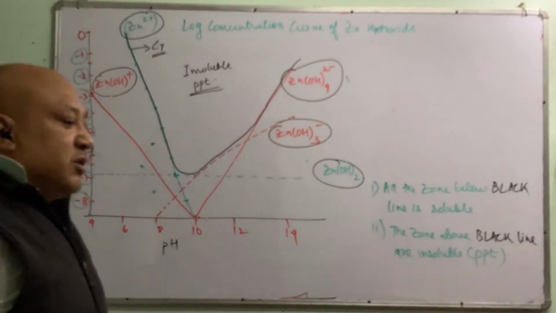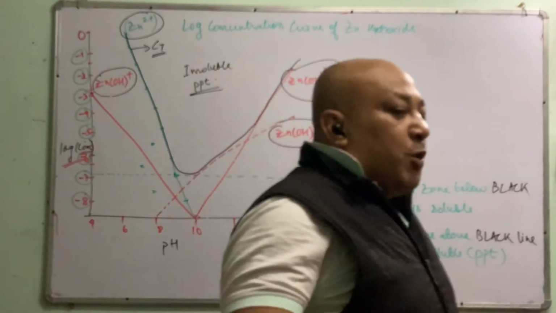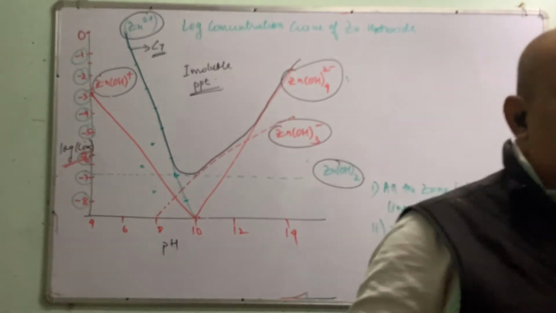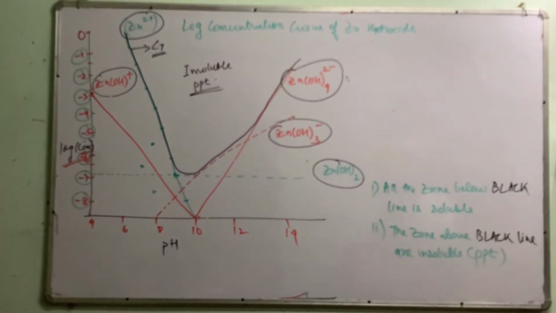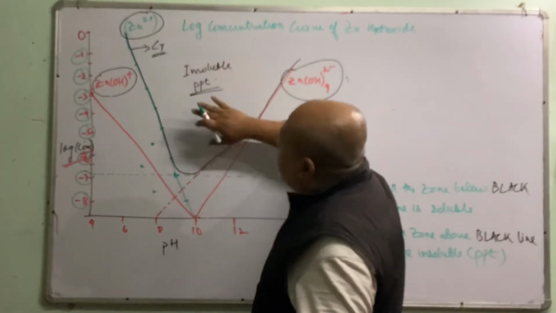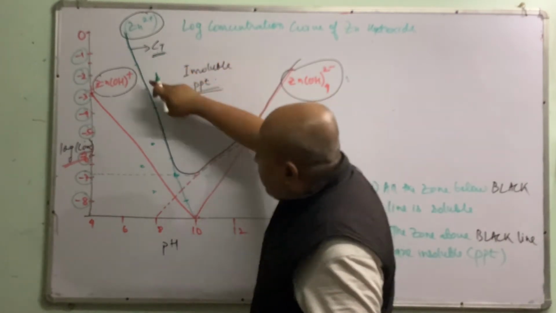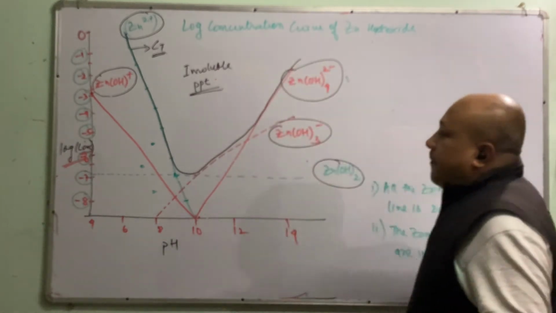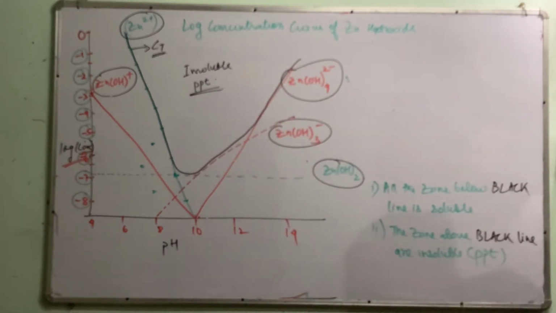Why hydroxide? Because I explained in the last class, we are trying to precipitate all the heavy metals by using the hydroxyl ions, and then we can remove the heavy metals. Okay, so from now on, we know that all the zinc above the black line is the insoluble part. This is the final touch, the black one. Okay, you see here.